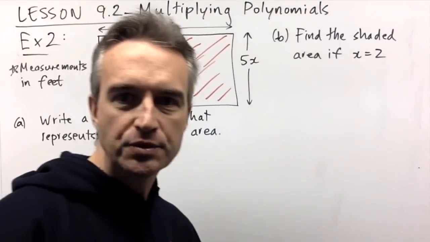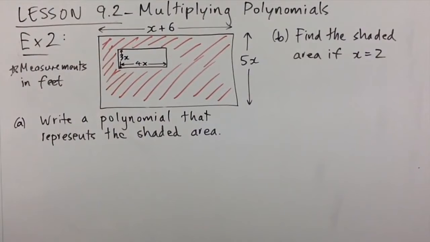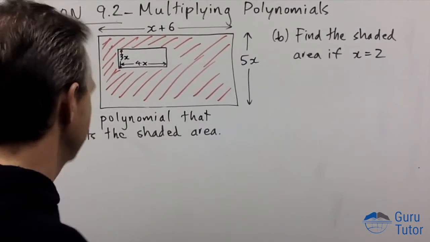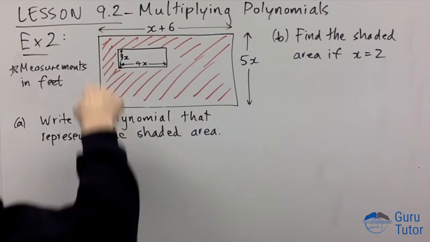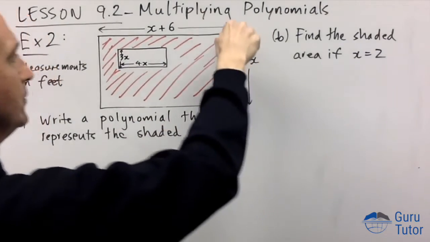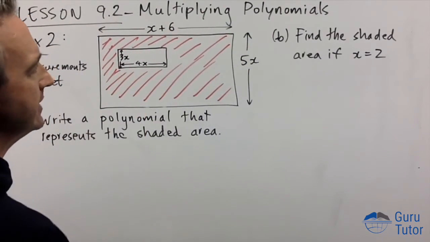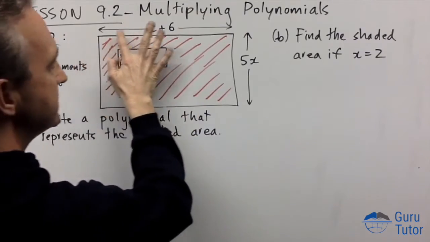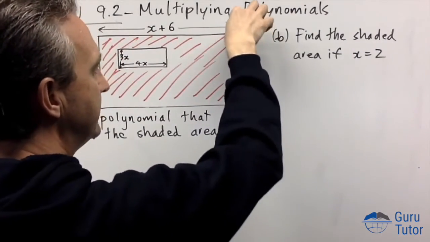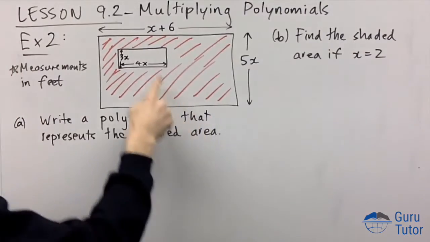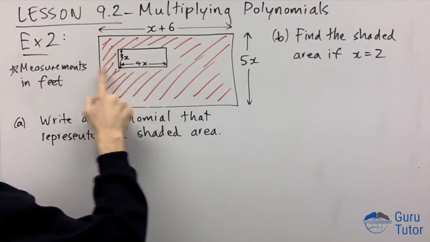Alright, so example 2, we're going to do a little bit of geometry here. A little bit of shapes and area. So looking here, we've got a really large rectangle, shaded area here, and there's a hole cut out of it. Now if you can see that, I hope so. The length is x plus 6, and the height is 5x, 5 times x. And the hole has dimensions 3x by 4x.